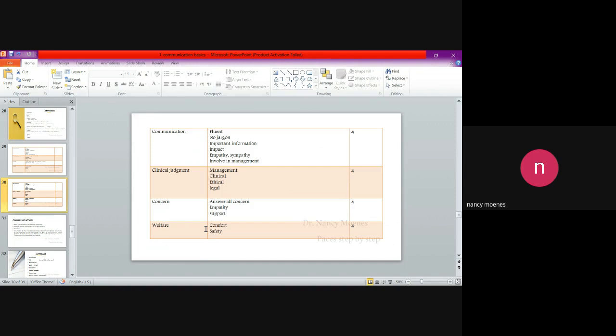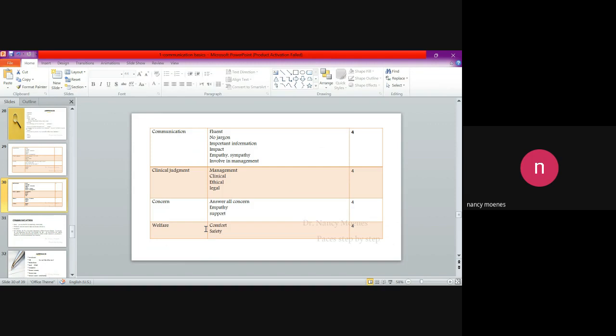And memorize or tell the surrogate all the important information. Don't miss information, because if you miss information, they will deduct 1 mark. Impact: ask about the impact of the disease or the problem on the patient. Empathy, sympathy: be very empathetic with the patient, okay? And involve the patient in the management.